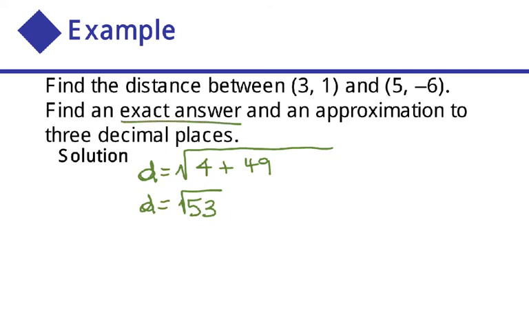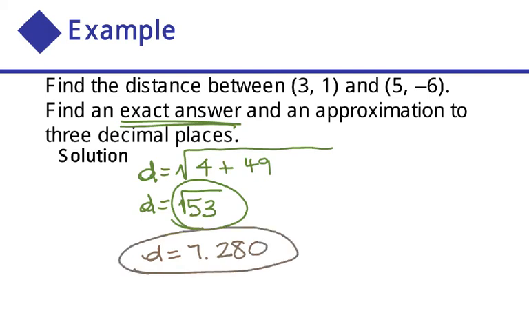Exact answer is this. The approximate answer would be, putting it on your calculator, the square root of 53. And you would get D equals 7.280. So there is your approximation. Again, be careful that you know what you're being asked for and give the approximation or the exact answer.